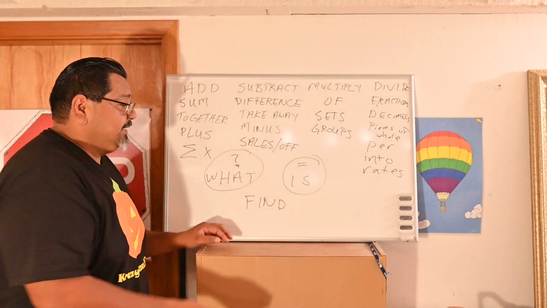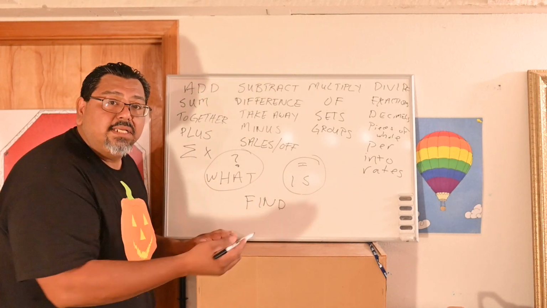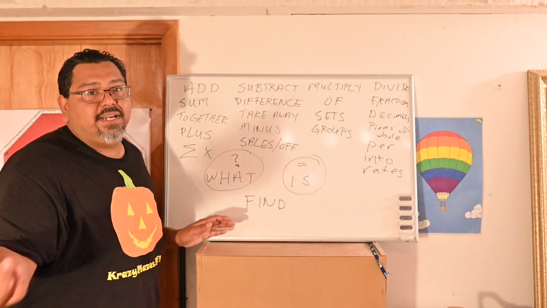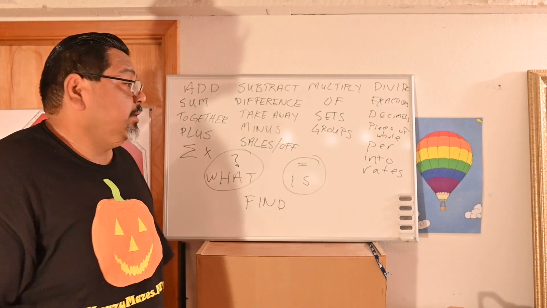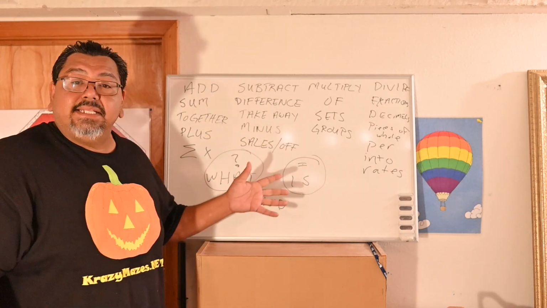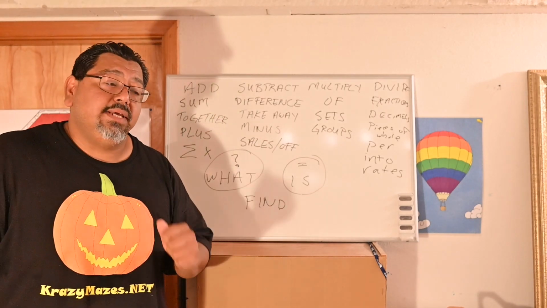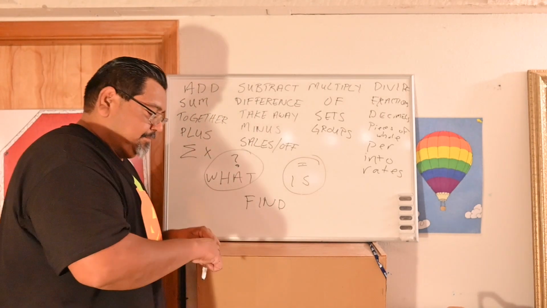Same with find. Find is going to be one of the same things as what, but it'll usually tell you find X, Y, or Z, or find this particular number. So we've got these as our words. I'm going to erase all of this, and I will come back with some examples.